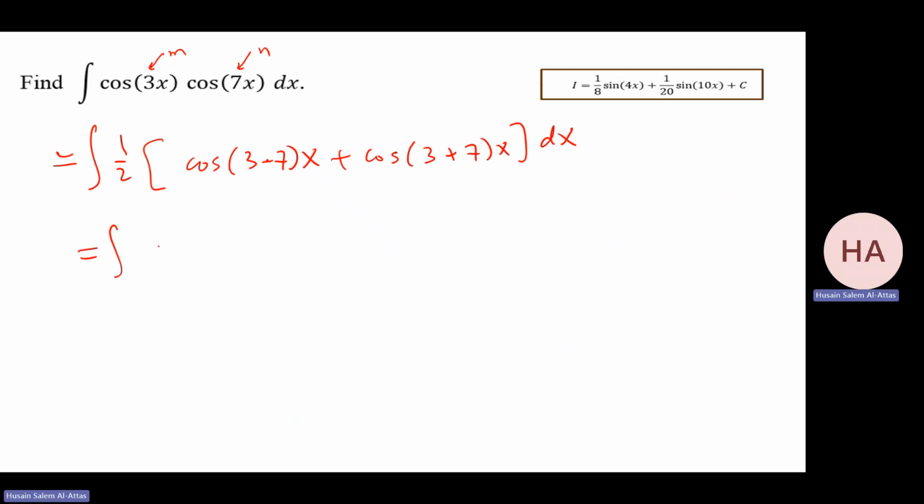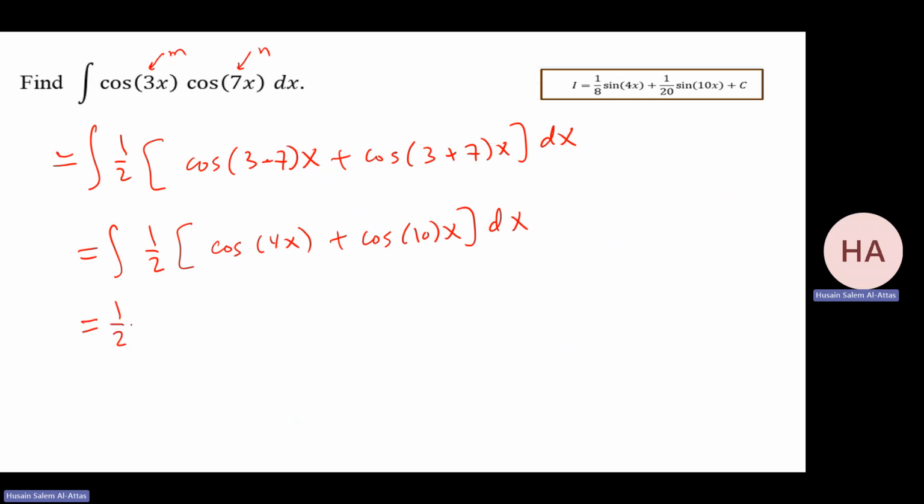So that will be integral half cosine of minus 4x. Cosine is an even function, that will not make any effect. That will be cosine 4x. You know, cosine minus 4x is the same as cosine 4x, since cosine is an even function. The sign will make a difference. Plus cosine 10x dx. So that will be what?